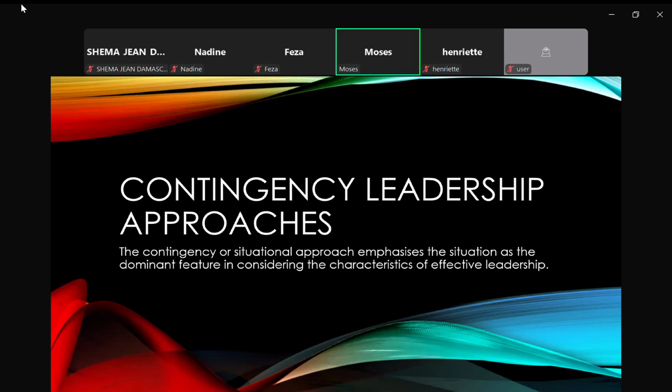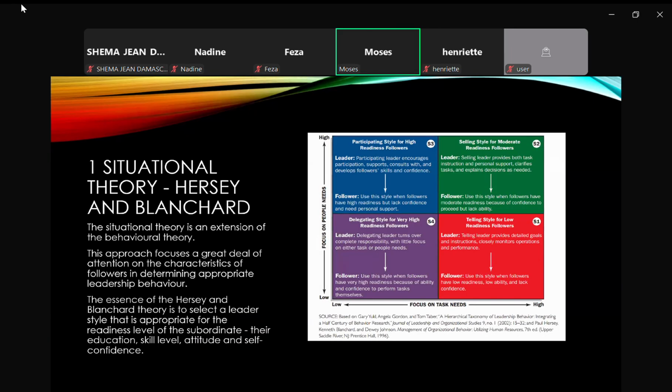Let's talk about the contingency leadership approach. First one is the situational theory. Situational theory by 2 researchers called Hersey and Blanchard. This is a model that categorizes leadership styles into 4 stages.